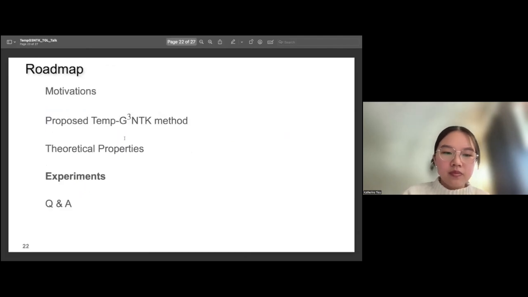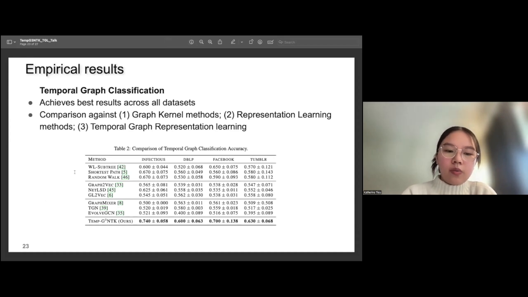So finally, we reached the experiments. Over here, I will present some empirical results to showcase how our proposed TemGNTK method operates on real-world datasets. First, we perform temporal graph classification. Due to the limited datasets for temporal graph classification, we could only perform binary classification over 4 real-world datasets. We compare against 3 classes of models: graph kernels, representation learning methods, and temporal graph representation learning.